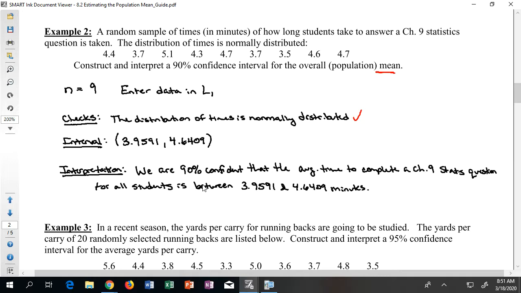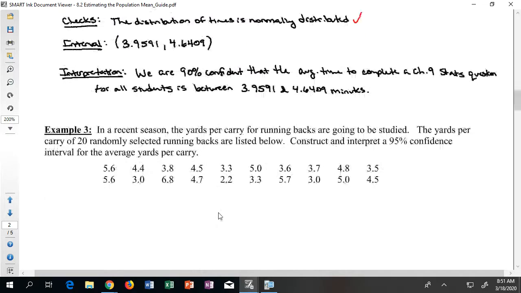Okay? Okay, well hopefully that doesn't feel too different than what we did back in example number 1. As long as I record all my data, do my checks, write that interval and the interpretation, I'm good to go. All right, so I want to go then and take a look here at example number 3, because we're going to see something kind of interesting happen here on this question. Let's see what number 3 says.